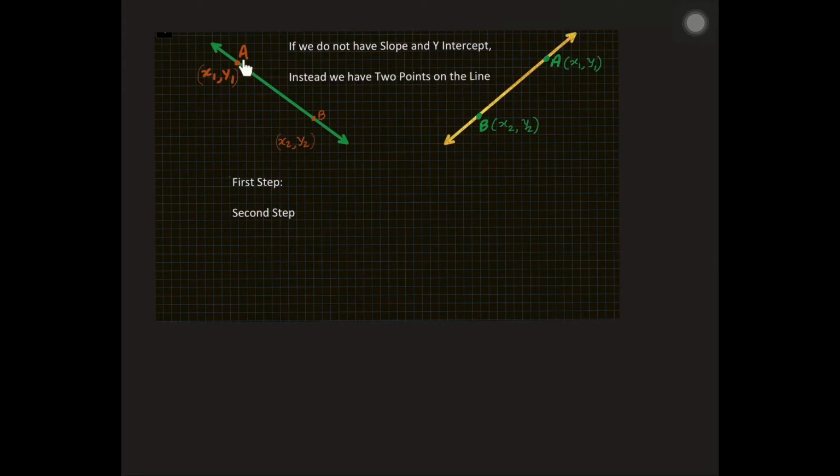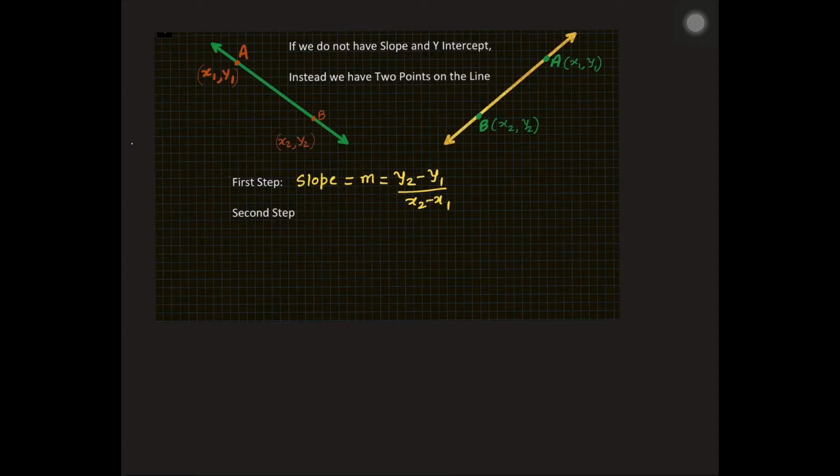You can see there's a green line and a yellow line. We have 2 points, A and B. So we will use these 2 points to figure out the equation of a line. I have mentioned there are 2 steps which are very important. The first step is to figure out the slope, and we know slope m is (y2 minus y1) over (x2 minus x1).